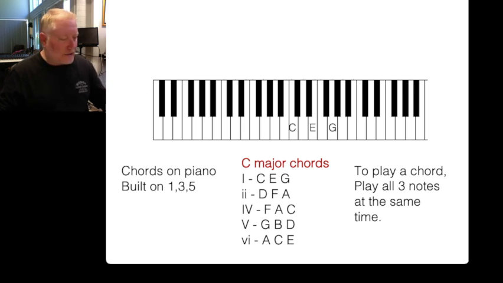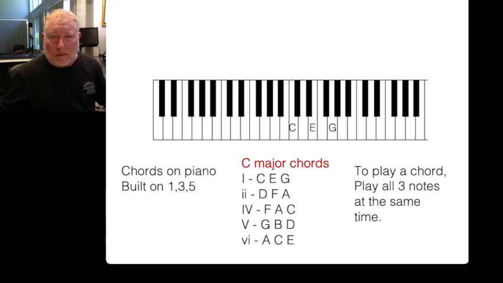Now let's take the major scale, C major: C, D, E, F, G, A, B, C. Now, there can be a chord built on every note of the C scale, and we said they're 1, 3, 5. So whatever note we start with, let's say it's a C, we skip a note, go to the next note, skip a note, go to the next note. That's a C major chord built on C.